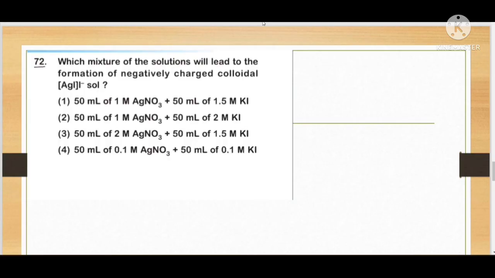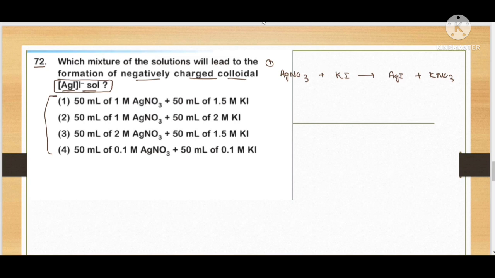Now let us discuss question 72. Which mixture of the solutions will lead to the formation of negatively charged colloidal AgI/I⁻ sol? Here they ask that among the four options, mixing of which solutions will lead to the formation of this negatively charged sol. Let us write the equation of this reaction.